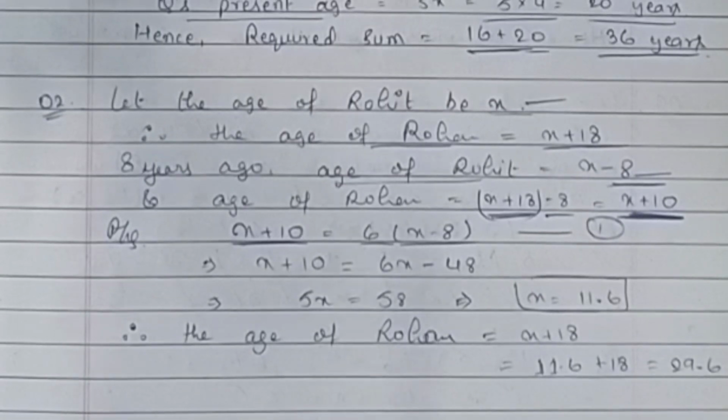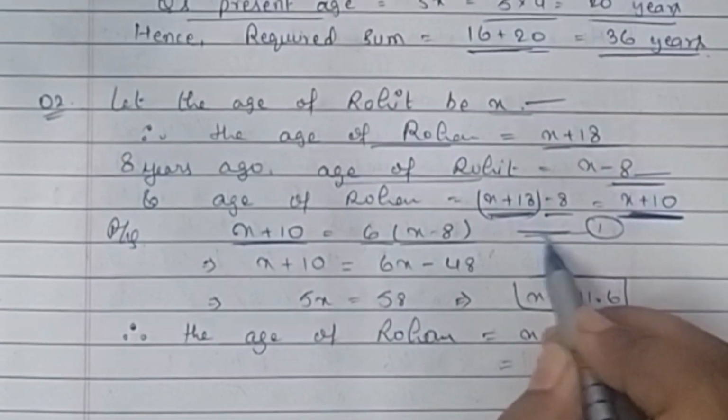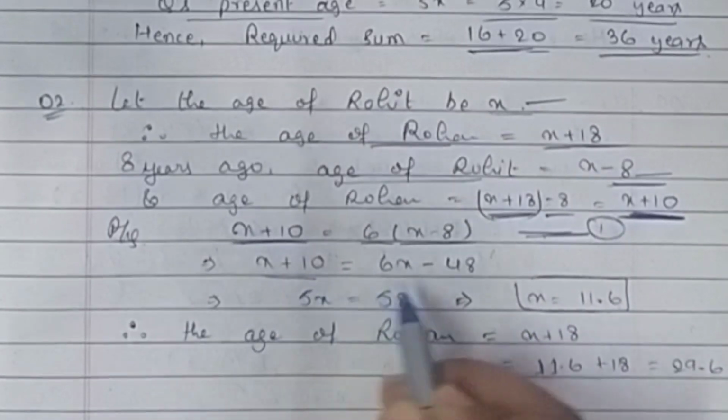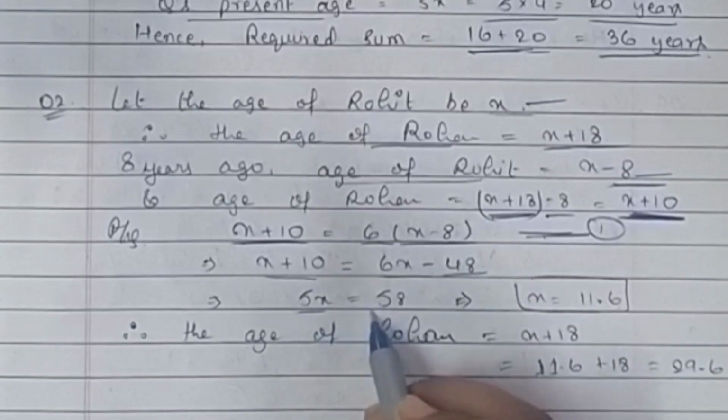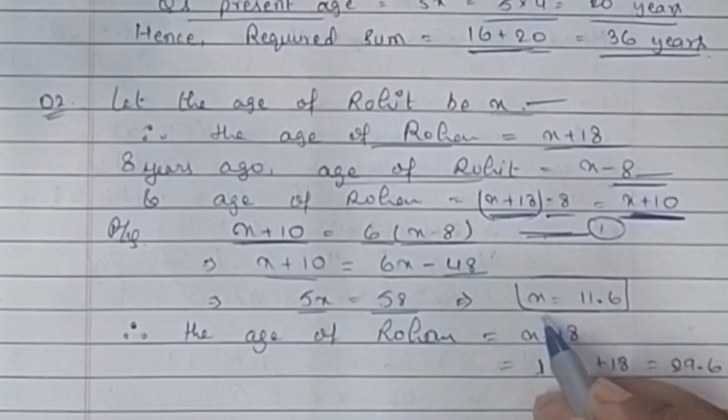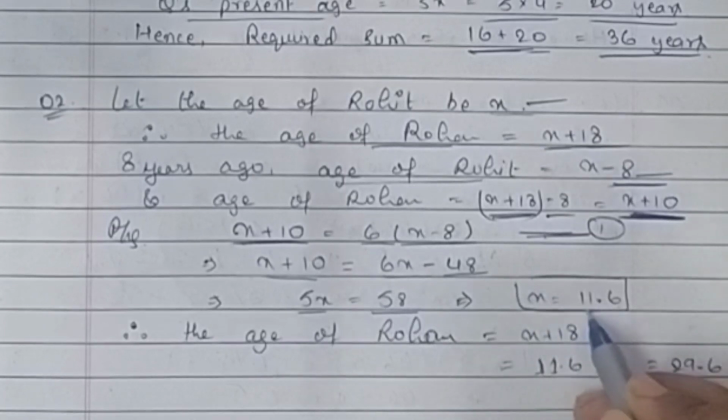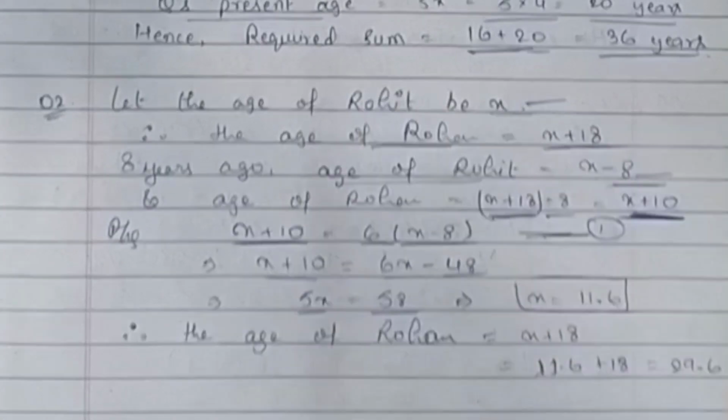We will solve this equation to find the value of x, and after finding the value of x, we can find the present ages of Rohit and Rohan and fulfill the question's demand. So by solving this equation, we get x plus 10 is equal to 6x minus 48. Hence 5x is equal to 58 and x is equal to 11.6.